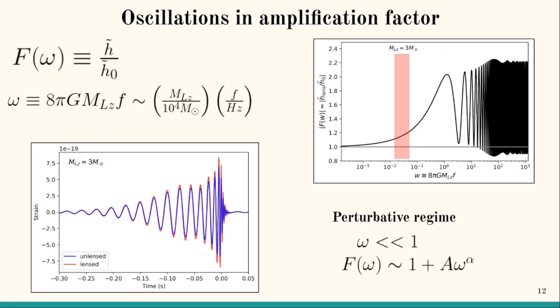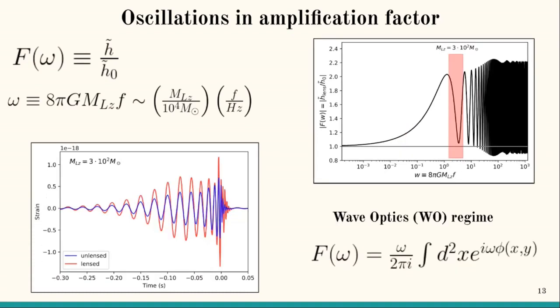So we have shown a time domain gravitational waveform, which is lensed by a 3 solar mass lens. Now this gravitational wave is produced for a 30-30 solar mass system, and you can see that the amplification is not very large.